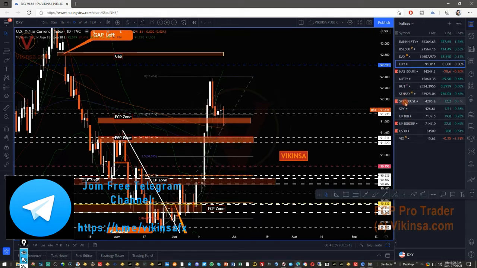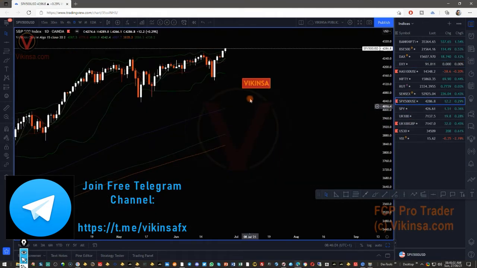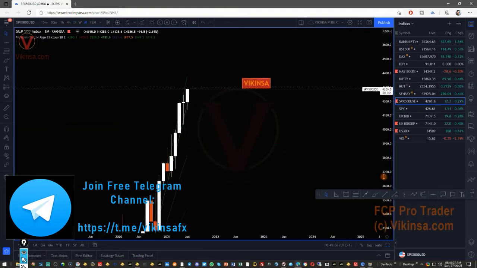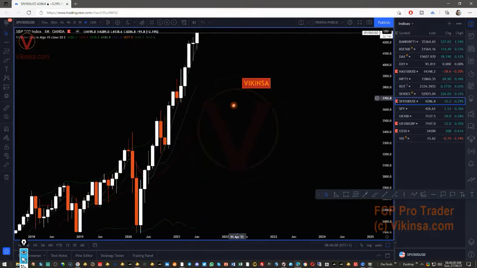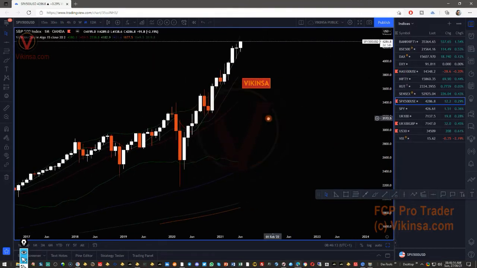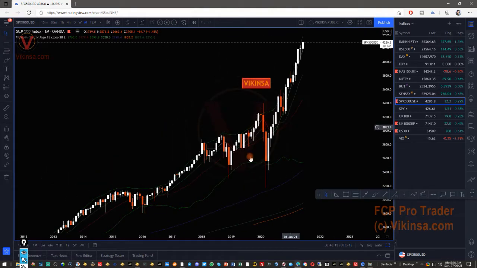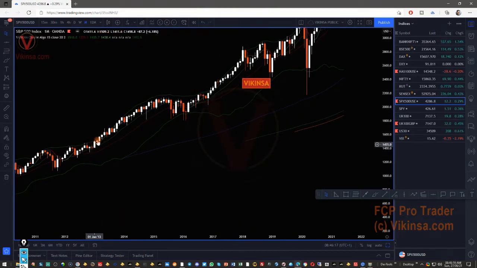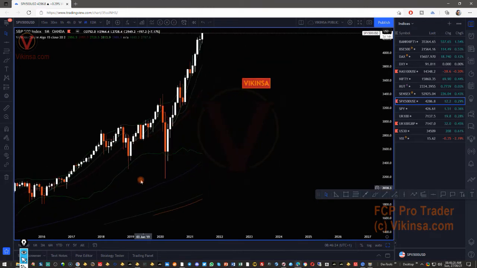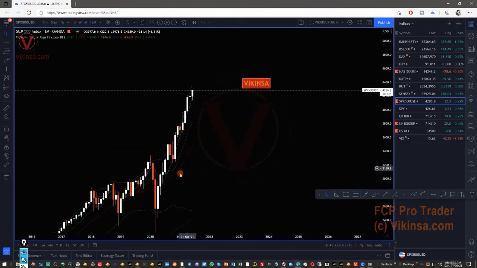Let's start with S&P 500. Now on S&P 500, let's go to the monthly time frame. On monthly time frame, it is looking very bullish, and it is also looking very overextended as well. But that is not something new which is happening to S&P 500. It just goes up, then performs a little correction, goes again, performs a correction, and there is some kind of correction expected at some point in time.